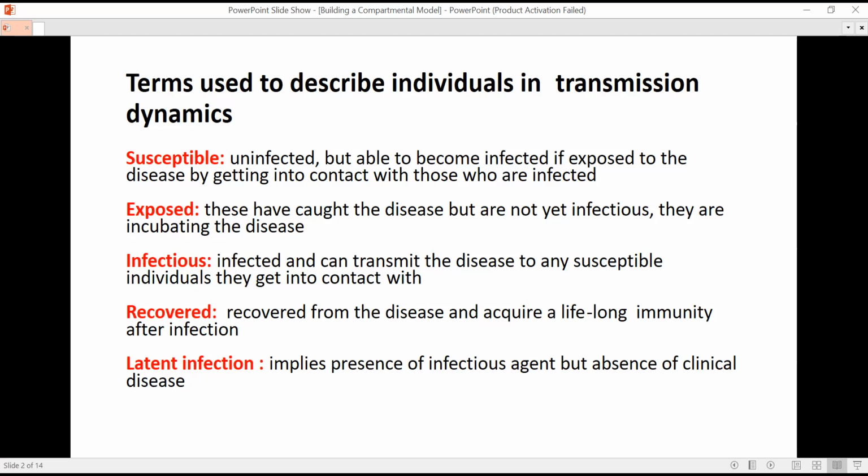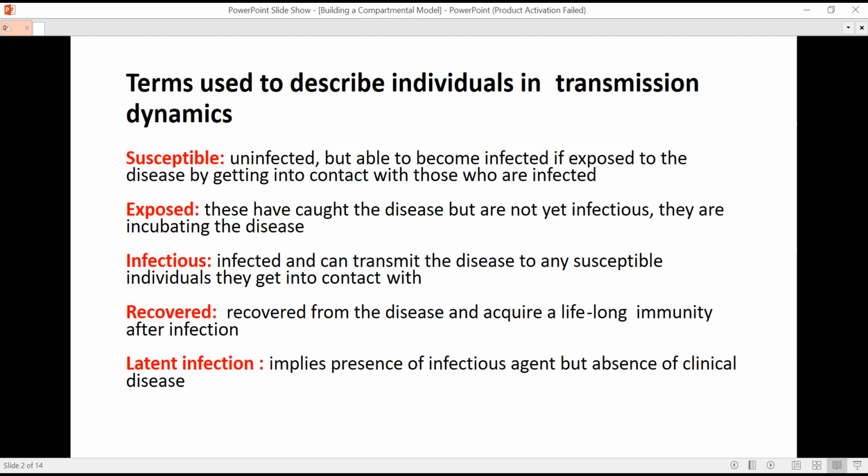And then when you've seroconverted and now you start showing clinical signs, you can infect other people. And then we refer to that as the infectious period, or rather you're in the infectious stage. So infectious is infected and can transmit the disease to any susceptible individuals as they get into contact. And remember, something else that is important is that for someone to move from the susceptible to the infectious, they have to come into contact with a person who can actually transmit the disease.